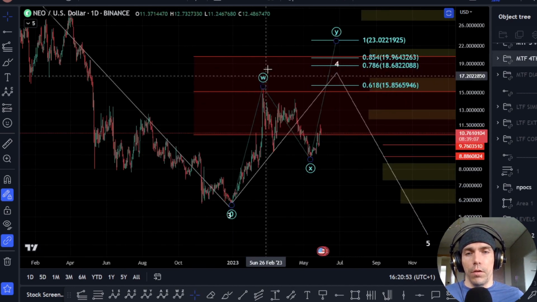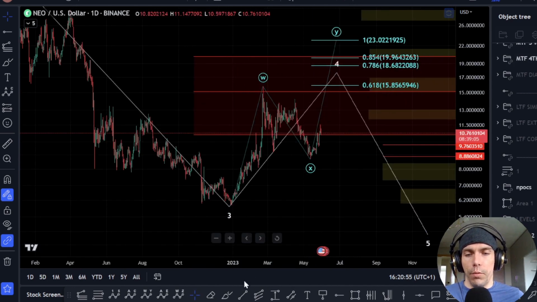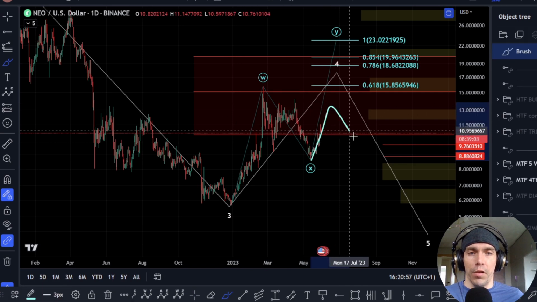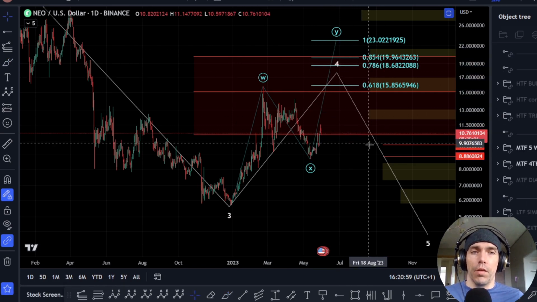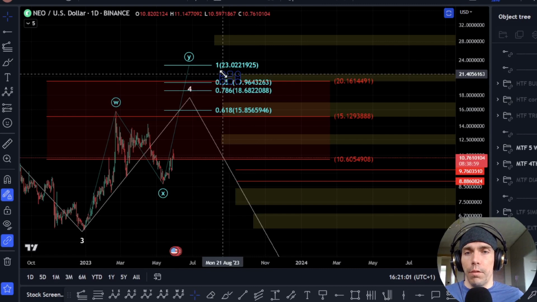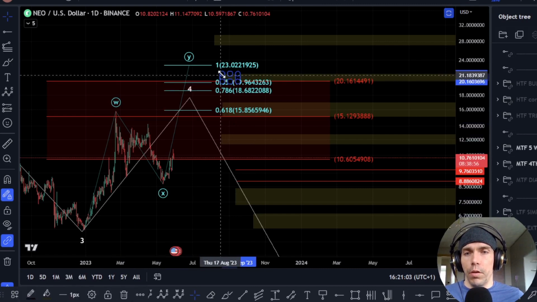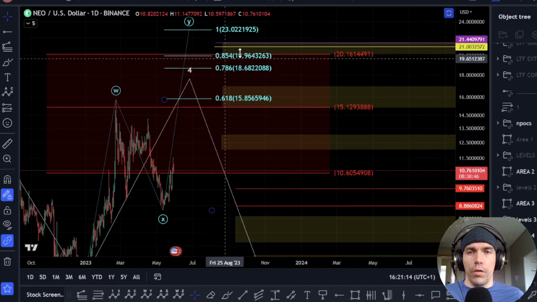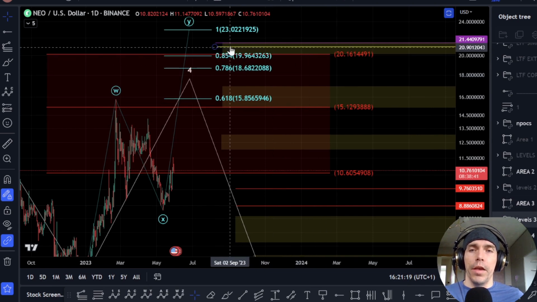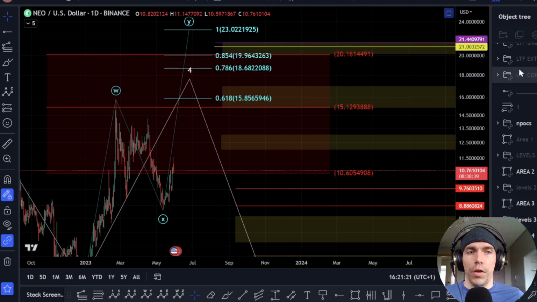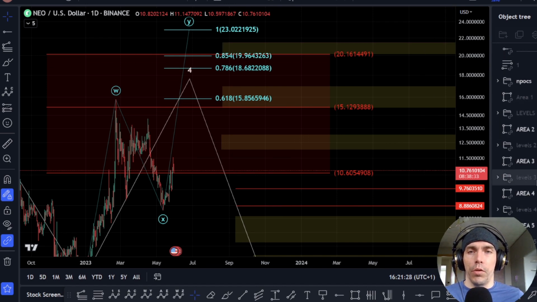So if we do look at this as a W, X, and a Y, what we'd be looking for here is another 3-wave move to the upside, A, B, and C, looking to bring us up into this higher area. Now, I do have a target box up here, which has some confluence, and inside this target box, what we do have is weekly and monthly naked points of control, sitting up here towards this 21 to this 2144. So I would be keeping an eye on this level if we actually do move up into this region.